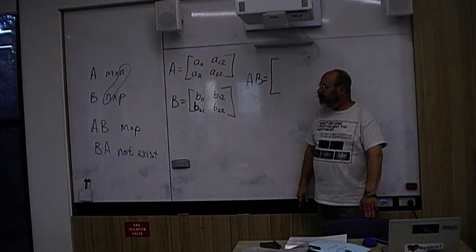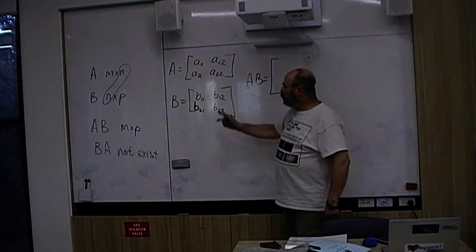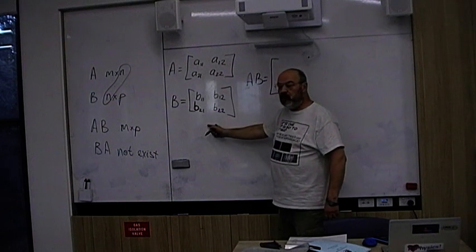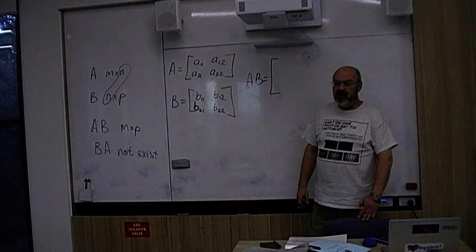A11, B11. They are both 2 by 2. What will be the order? This is 2 by 2 and this is 2 by 2. What will be the result? 2 by 2 by 2. It still will be 2 by 2.